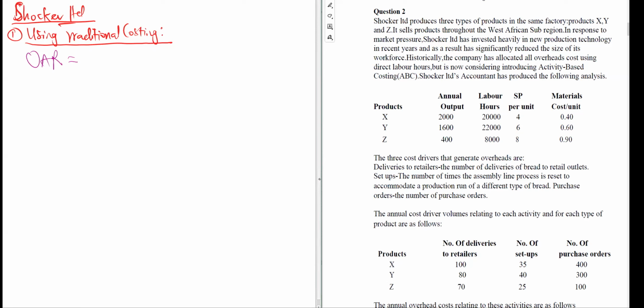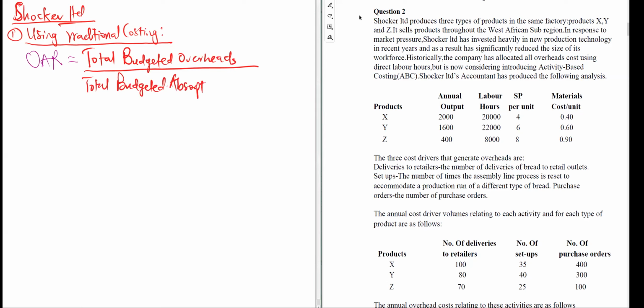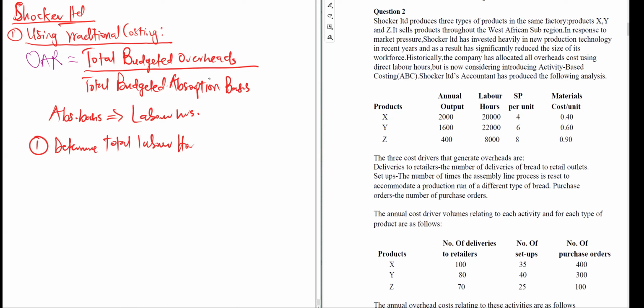So first of all, we know that this is our total budgeted overheads, over our total budgeted absorption basis, right? And in this question, our absorption basis was labor hours, right? Okay. So the first thing I would do is to determine my total labor hours. So what's my total labor hours?